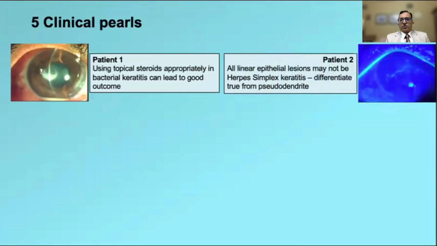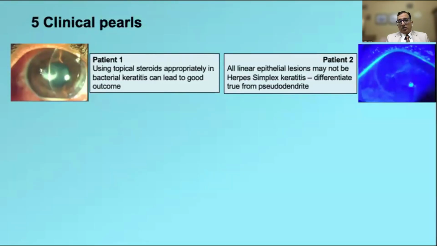From patient 2, we learned that all dendrites are not because of HSV. In early stages, acantholytic keratitis can only present as an epitheliopathy, and one needs to distinguish between a true and a pseudodendrite. A true dendrite would take double stain. The base would take stain with fluorescein, and if you have access to rose Bengal, the margins would take a rose Bengal stain. It would have a branching pattern. The tips of the branches would be bulbous. So that's what a true dendrite looks like.